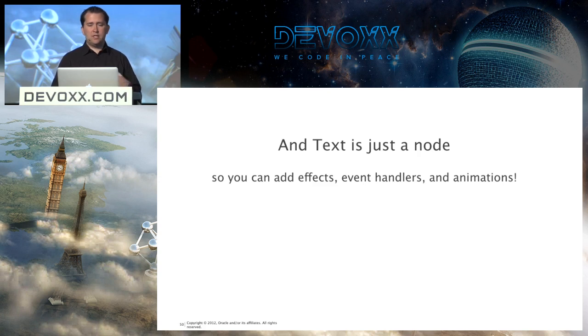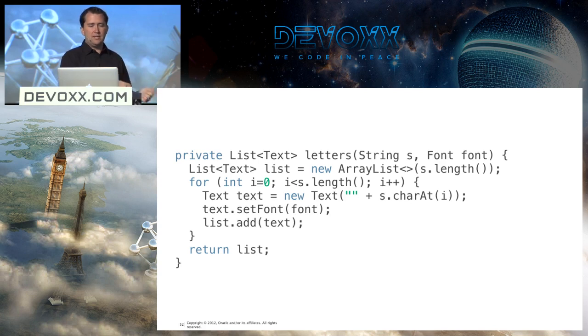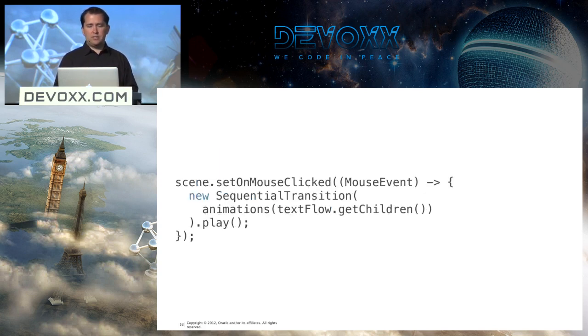Now, Text is just a node. It's a normal node in the scene graph, which means that you can do anything to these Text nodes that you can do to any other node. You can add effects, event handlers, animations. So here's an example. We are going to create a different Text node for each letter in this title, "Goodbye Cruel World." So I'm going to call this method called letters, which is going to take this text and create a list of Text nodes from it. And then I'm going to create a TextFlow, add all these nodes to the TextFlow, and position the TextFlow.